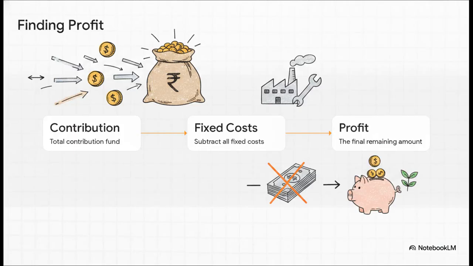But hold on, that 10 rupees doesn't go straight into your pocket. Not yet. That total contribution gets pooled into a sort of central fund. From that fund, you first have to pay off all your fixed costs, like your rent. Once those fixed costs are fully covered, whatever is left over, that becomes your actual finalized profit.